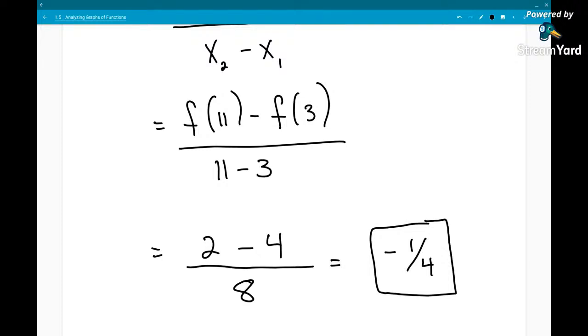All that means is if you were to sketch the curve and connect those 2 points with a line called a secant line, the slope of that line would be negative 1/4. And we call that the average rate of change.